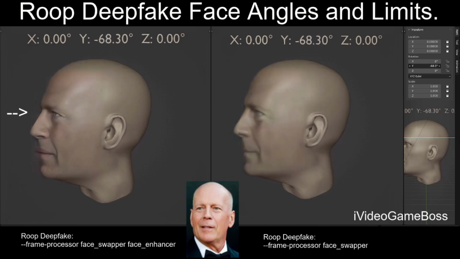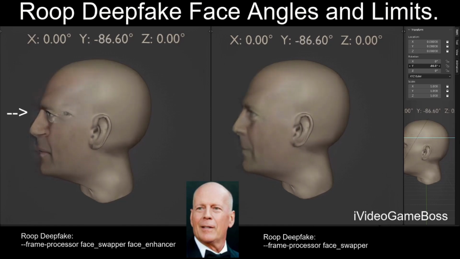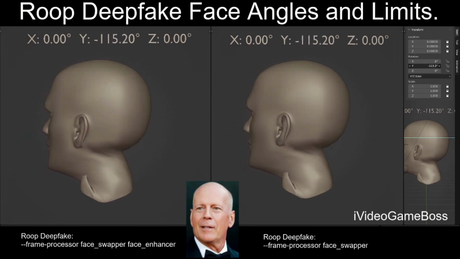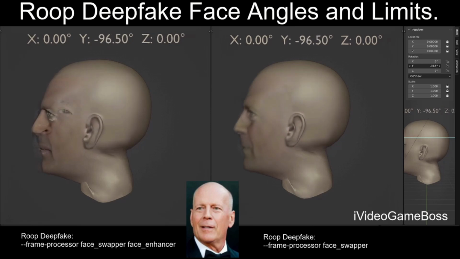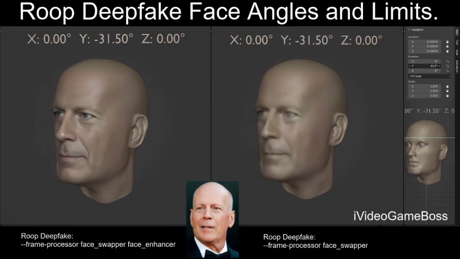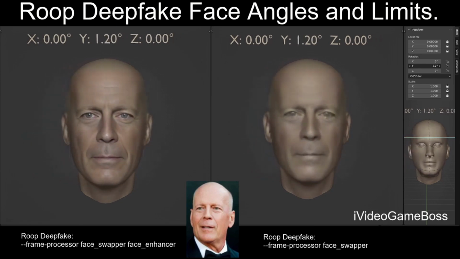Now when we come close to 90 degrees, you can see that when we have face enhancer, we start to see artifacts. But when we don't have face enhancer, we don't see artifacts. So 90 degrees works really good without the face enhancer. Obviously when we move beyond 90 degrees, it's not going to work. Just as a side note, when you're using DeepFaceLab, it can go beyond 90 degrees, or 115. That's what I've found, but I don't have that to demonstrate for you here since we're only looking at Roop.